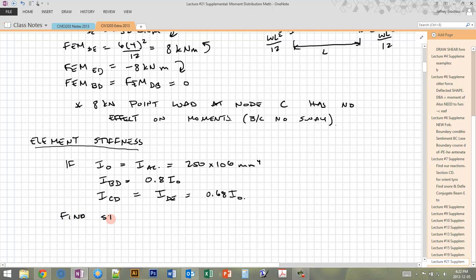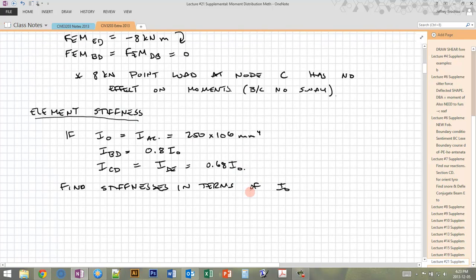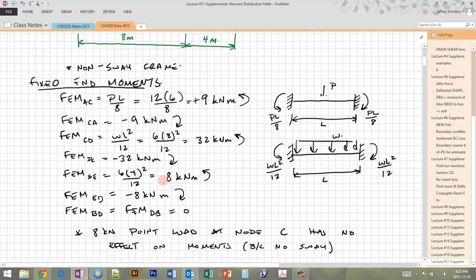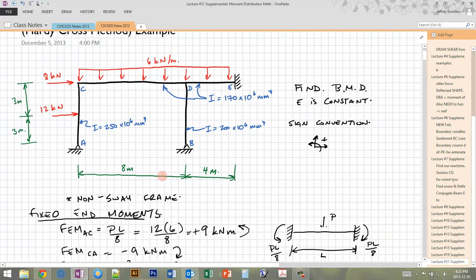So then find the stiffnesses in terms of I. I like to keep I naught around because it just makes things a little bit neater when we're doing these analyses. We're not messing with numbers that are times 10 to the 6. There are two types of stiffness depending on the type of member that we have. The first one is fixed, and the other one is fixed pin. Fixed is whenever at both ends of the member we either have a fixed end or continuity with another member. This one is fixed because we have continuity at both ends, so we have another member there.